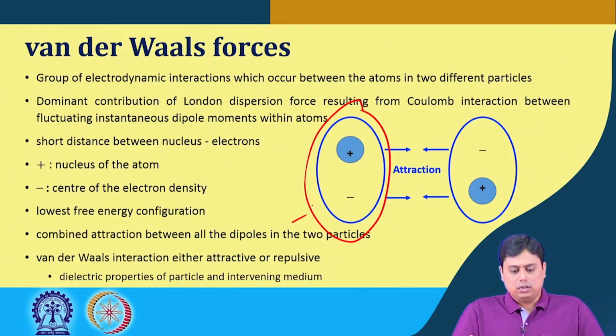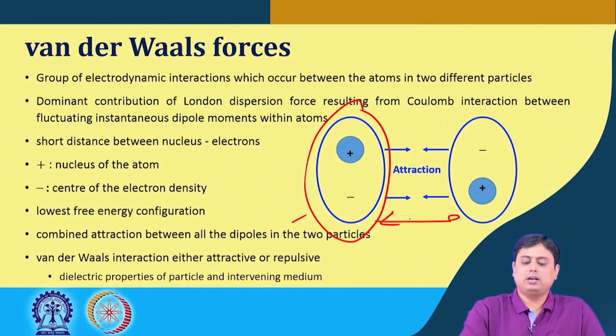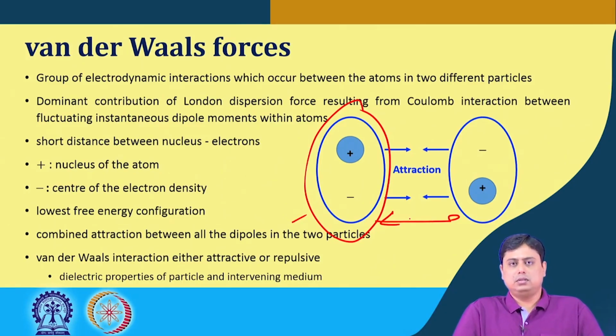Now if the two atoms or the particles are of the same material, then what will happen, this kind of configuration would result in order to maintain its electroneutrality. So this would be the lowest free energy configuration, and this combined interaction between all the dipoles in the two particles will create an overall attraction.